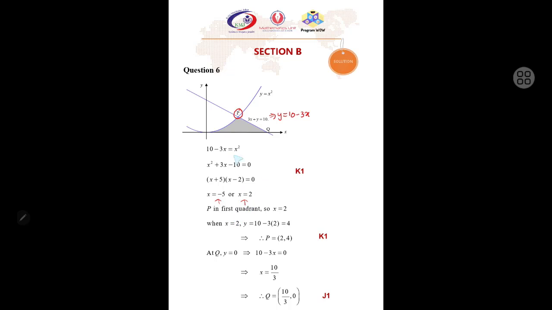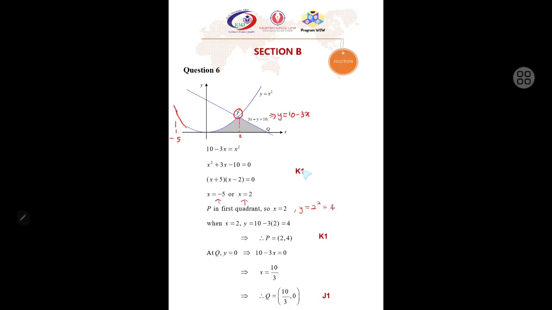You have a quadratic function, you factor out, you get two values, negative 5 or 2. But since your P must be in the first quadrant, your x must be a positive value, it cannot be negative, so we reject negative 5, we accept x equals 2. So when x equals 2, use this equation to find your value y, or you can also use y equals x squared. Y equals 2 squared, you will get 4.